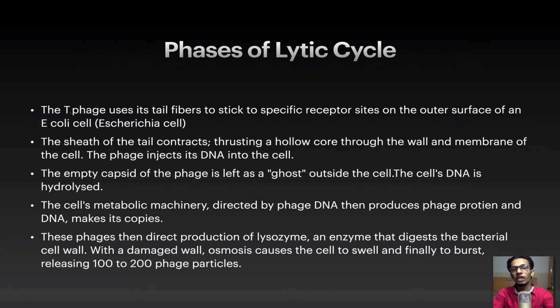Now the phage which are being produced over the cell all produce lysozyme. These lysozymes destroy the bacterial cell wall, or whatever the host cell wall we can say, because it can be an animal cell. So it destroys the host cell wall, and in turn there is osmosis, and all the extracellular fluid enters the cell, and the cell swells up and then just bursts. And after the burst of the cell, we get 100 to 200 phage particles.